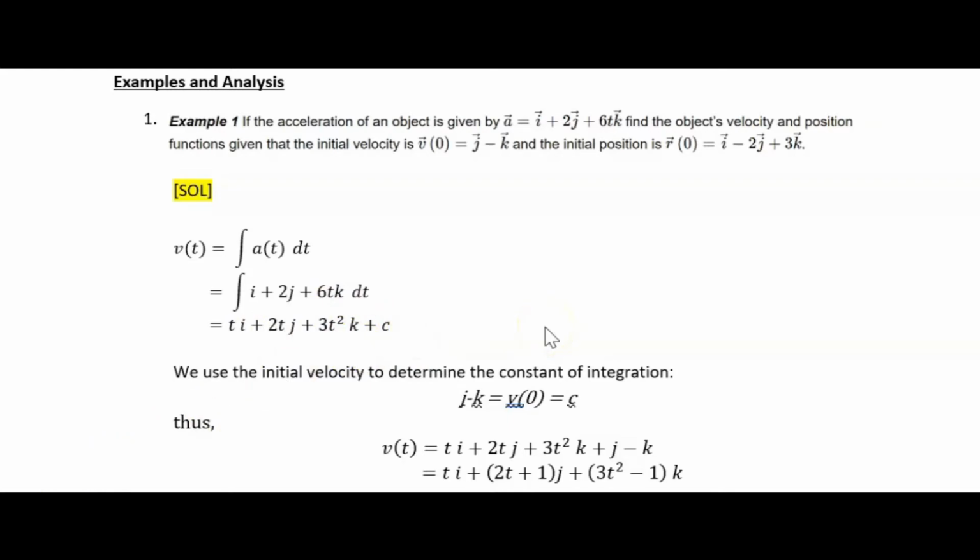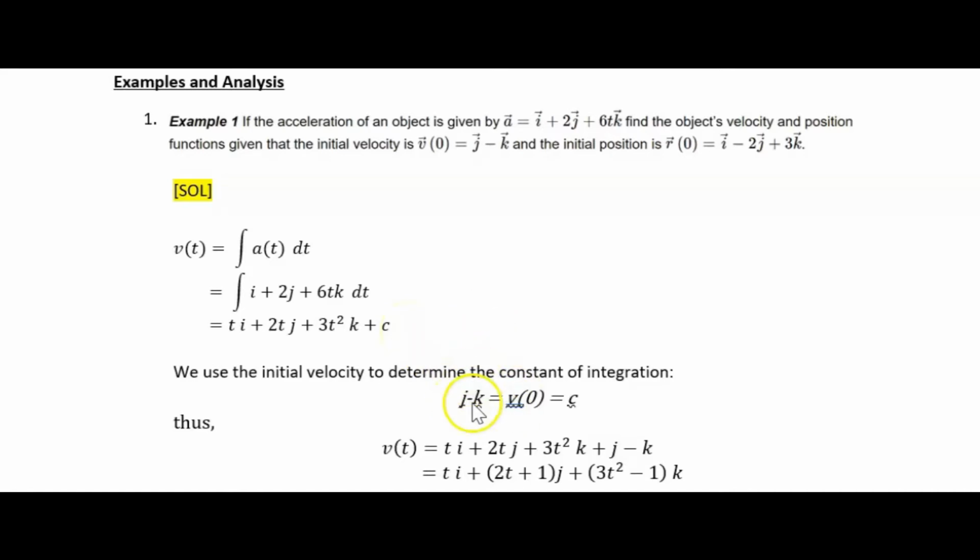To completely get the velocity, we will need to determine the constant of integration. So we can use the initial velocity to get this. We know the initial velocity means t is 0. So from this equation, we put the value of 0 into t. Here it will be 0, here will be 0, here will be 0. So 0 + 0 + 0 + c, we'll get c.